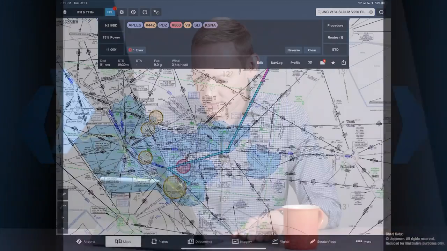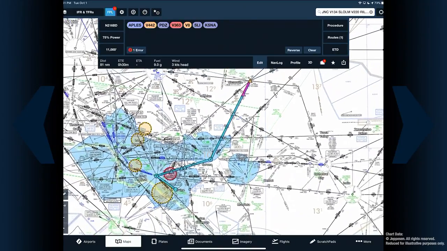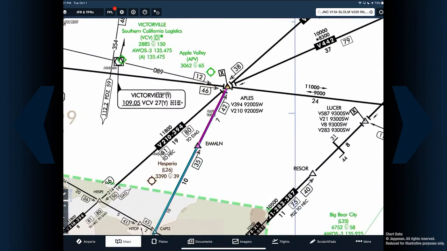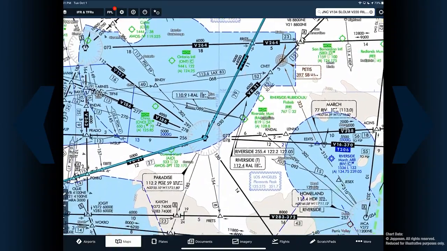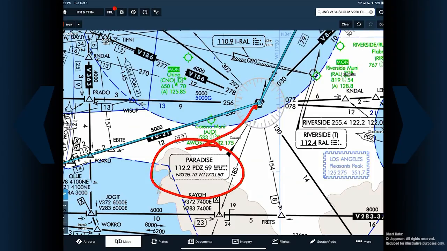And so the first thing I'm sitting there going is, okay, what's this clearance? If you were to try to type that directly into ForeFlight, you're going to get something that looks like this, and we'll zoom in here. You can see Apple's right here. It's going to track me along Victor 442, from there to Paradise. This is Paradise right here.